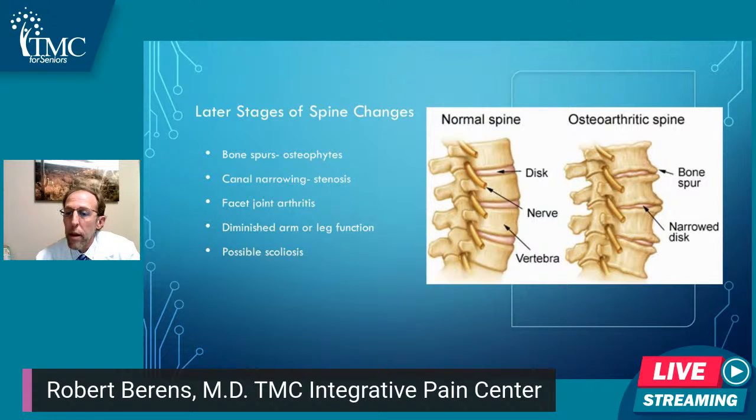So again, reviewing, we've got bone spurs, osteophytes, canal narrowing or stenosis, facet changes or arthritic changes of the spine. And if we have diminished arm or leg function or scoliosis, each of these can be found in the same patient or individually as single problems, and we would address them as needed.